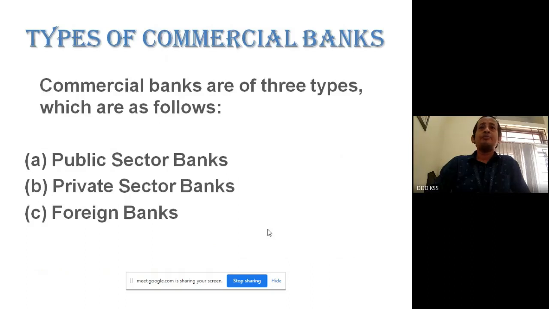And examples of the private sector banks are like HDFC Bank, ICICI Bank, IDBI Bank, Kotak Securities Bank, Yes Bank. These are private sector banks. Then if you talk about the foreign banks, examples are like Standard Chartered Bank, then HSBC Bank, ABN AMRO Bank. These are examples of the foreign banks. So these are three categories of the commercial bank.